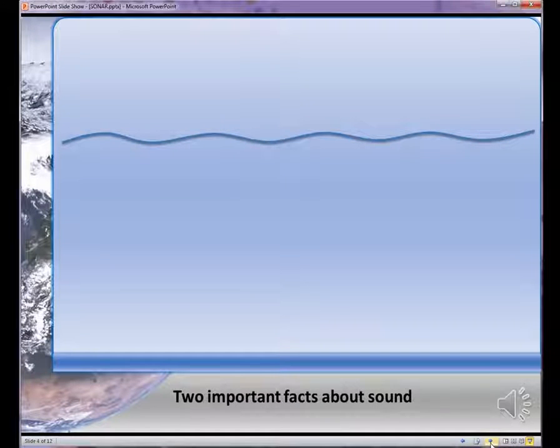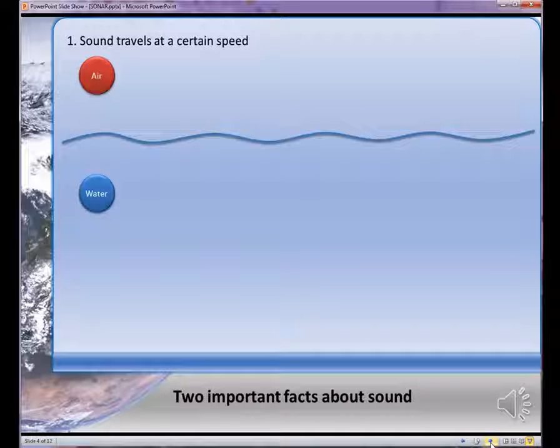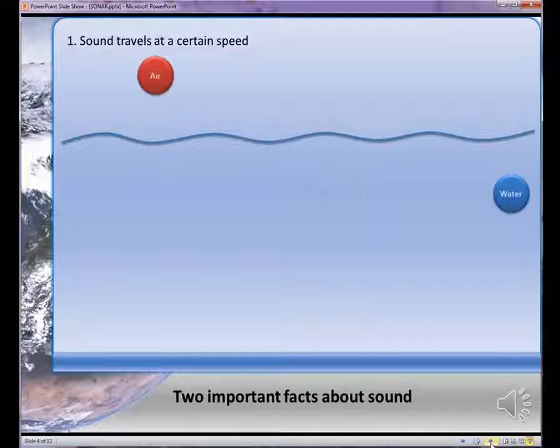Now, there's two important facts that you need to know about sound before you can start calculating. The first is that sound travels at a certain speed. It travels at different speeds in air and water. In fact, in water, it's 4.3 times faster than in air. In water, sound travels at about 1,500 meters per second. In air, it's 343 meters per second. That's dry air. And in water, it's actually 1,484 meters per second.